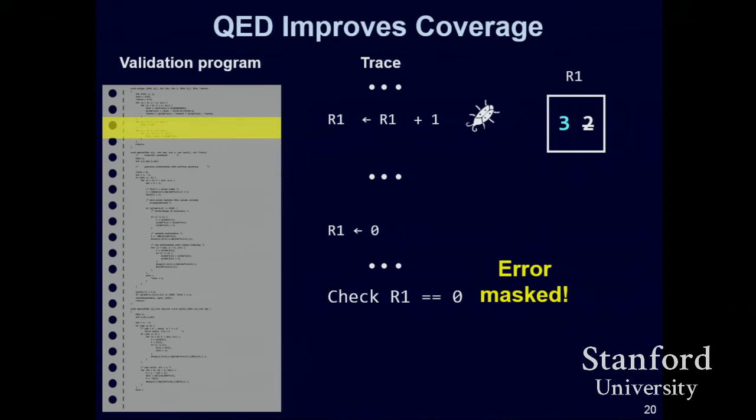So that's the example where my error detection latency was very short. Now let me tell you that my coverage will improve very significantly. Why? Again, let's take a test. When R1 equals R1 plus 1 was running, a 2 got changed to a 3. But then at some point in the execution of the program, R1 got a value 0.